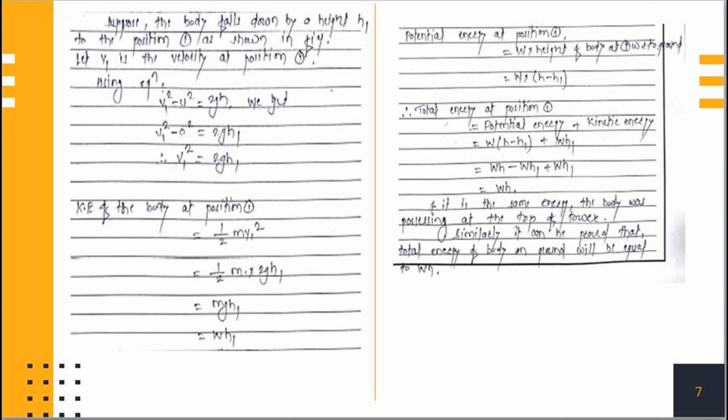We know that the height of the body at position 1 is equal to h minus h1. Therefore potential energy at position 1 is equal to W into (h minus h1). Now total energy at position 1 is equal to potential energy plus kinetic energy. Therefore we get total energy at position 1 is equal to W into h. It is the same energy the body was possessing at the top of the tower. Similarly, it can be proved that the total energy of the body on the ground will be equal to W into h.